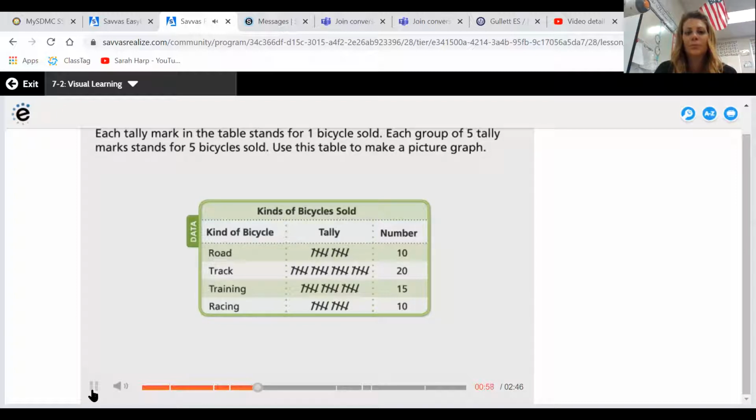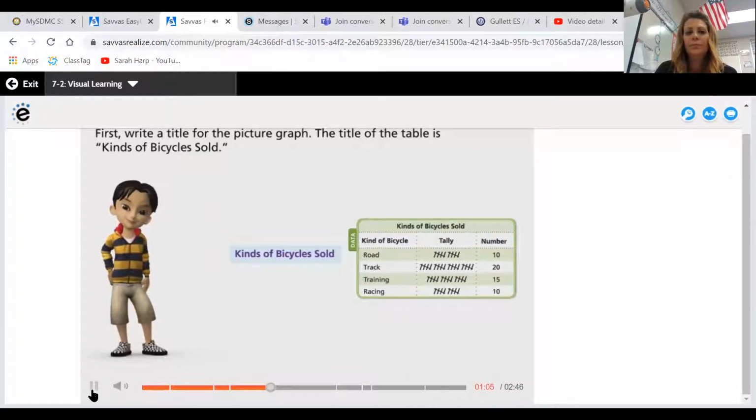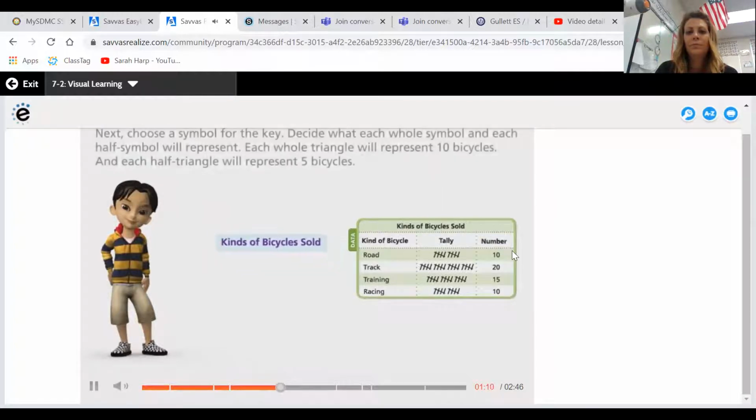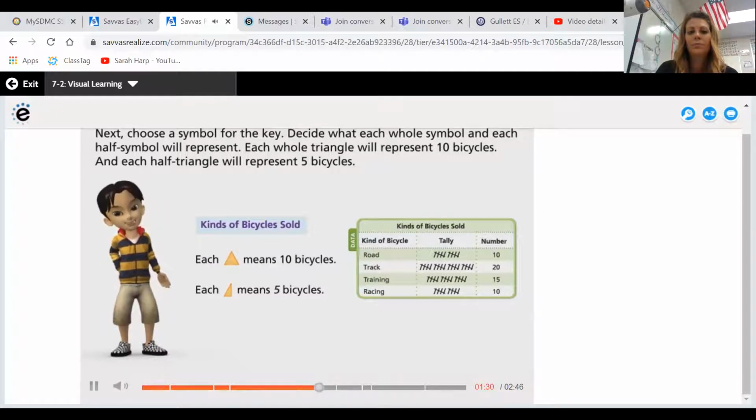Use this table to make a picture graph. First, write a title for the picture graph. The title of the table is Kinds of Bicycles Sold. Next, choose a symbol for the key. Decide what each whole symbol and each half symbol will represent. Each whole triangle will represent 10 bicycles, and each half triangle will represent 5 bicycles. A half symbol is used to represent 5 bicycles because 5 is half of 10.